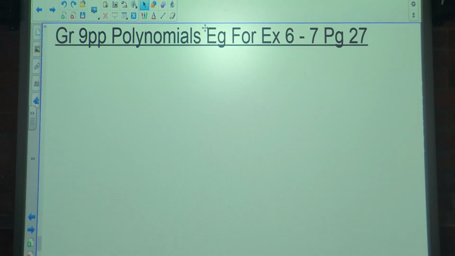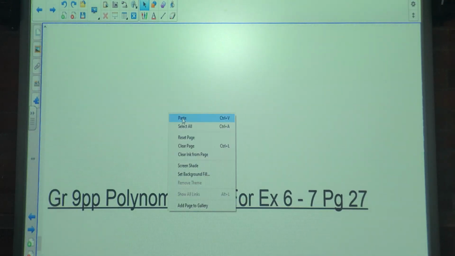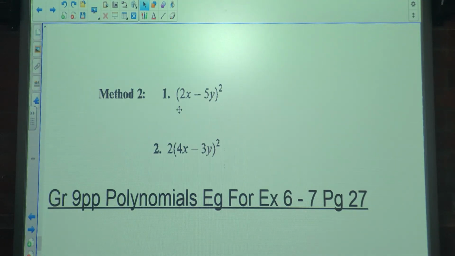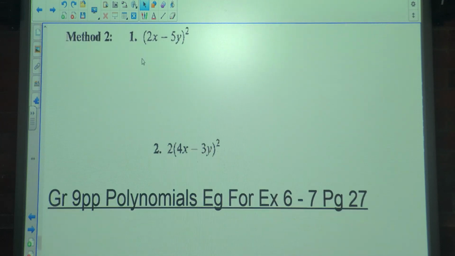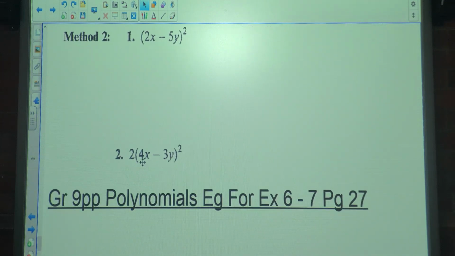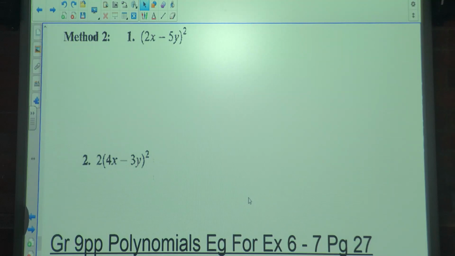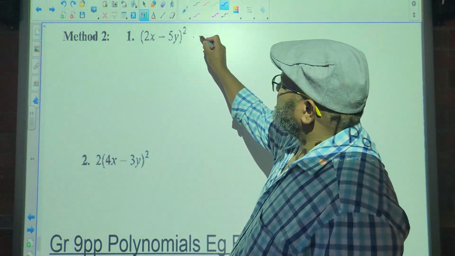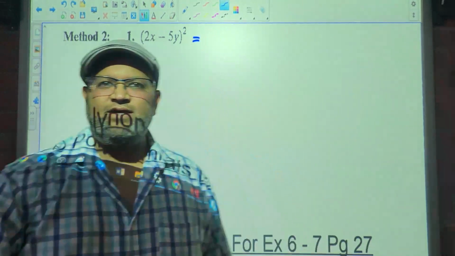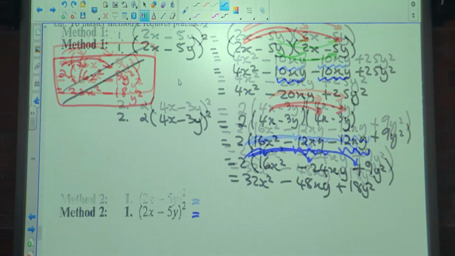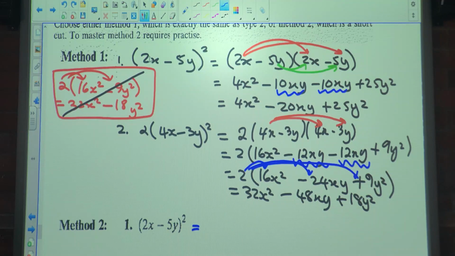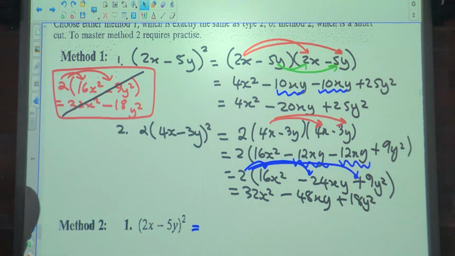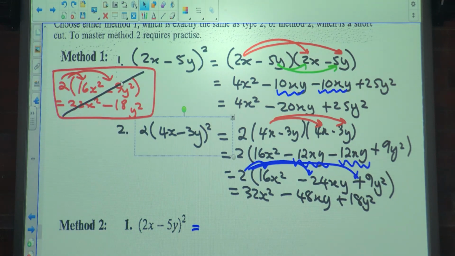Now coming to method 2. Remember, if I apply a different method, it should give me the same answer, not so? So method 2. There is actually a rule that we can apply to this here, to get from there to this point here.